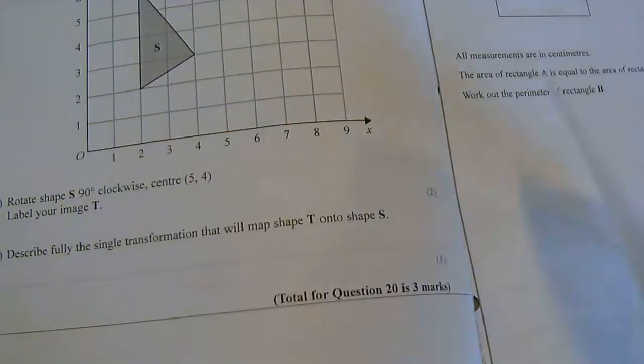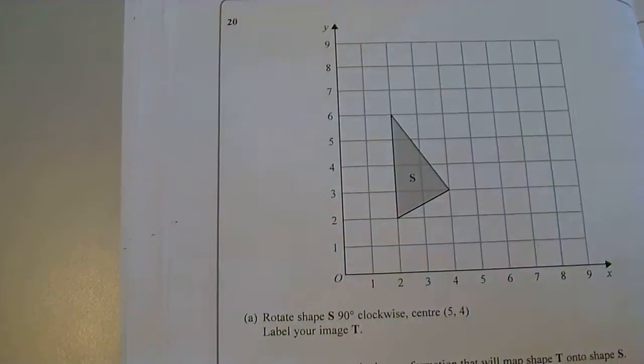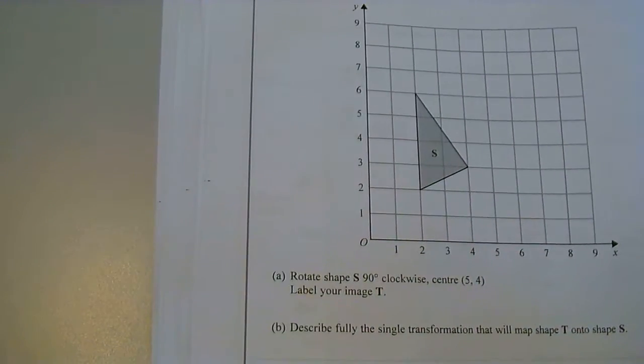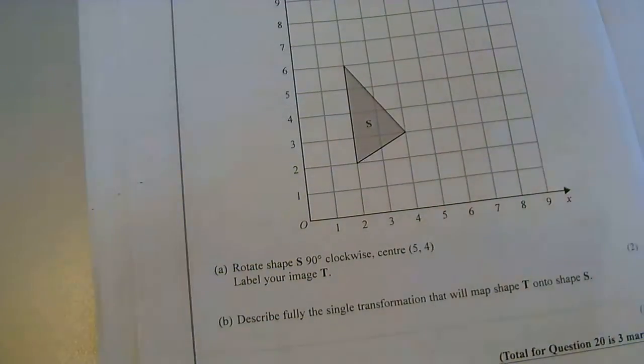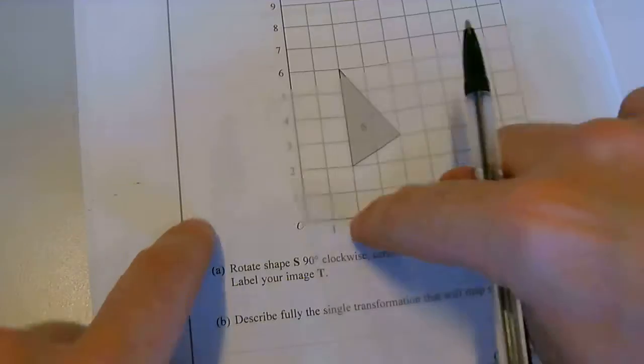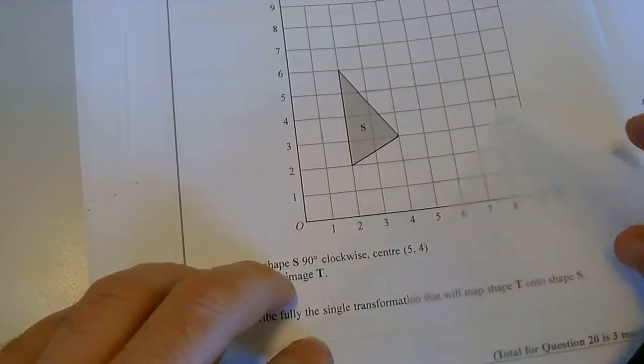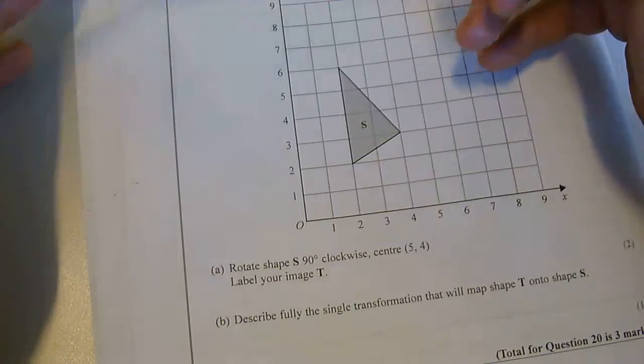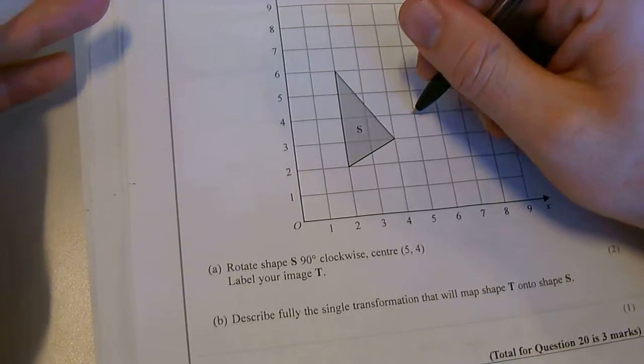Right, I'm going to come down in difficulty now. Rotation, nice and straightforward, I hope. So we're going to rotate the shape clockwise, so clock goes this way around. So we're going to do that about 5-4. So let's mark 5-4. 5-4 is there.